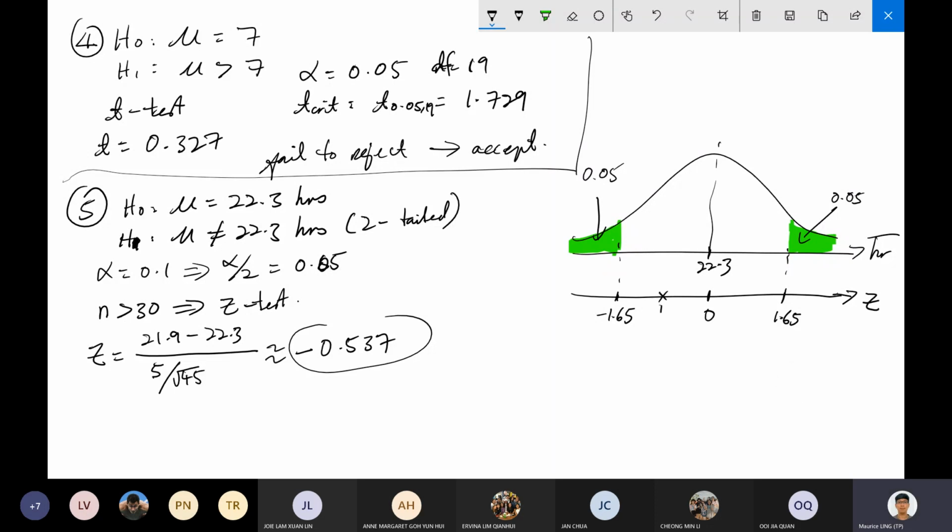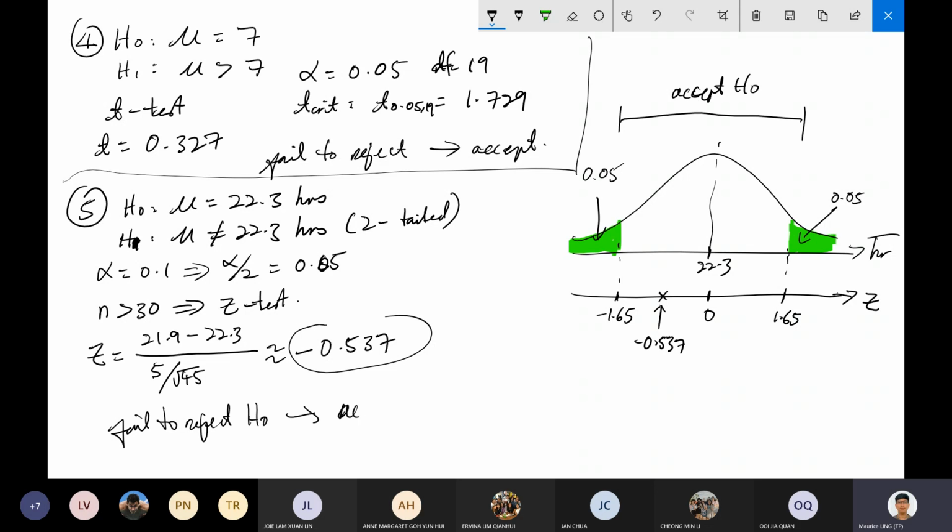Non-shaded, right? It's somewhere here. Minus 0.537. So when it's in the non-shaded region, you accept the null hypothesis. Okay? So the conclusion is you fail to reject your null hypothesis. Then you write your conclusion. Remember, it's only in the shaded region that you reject the null hypothesis.